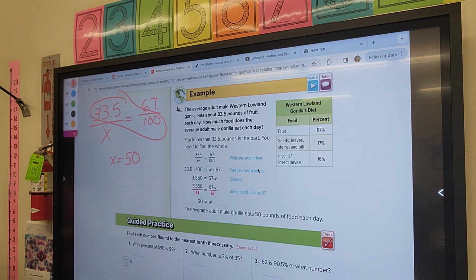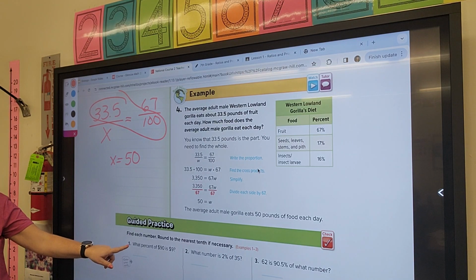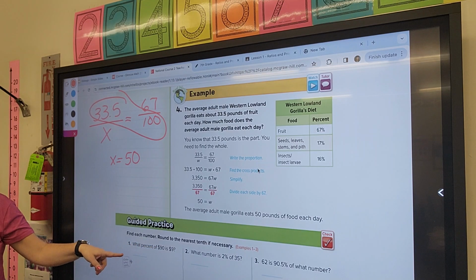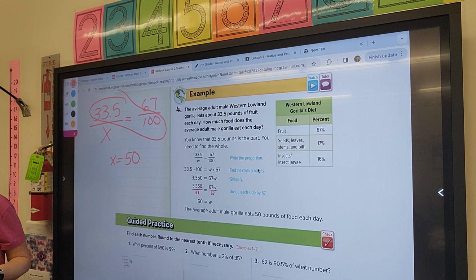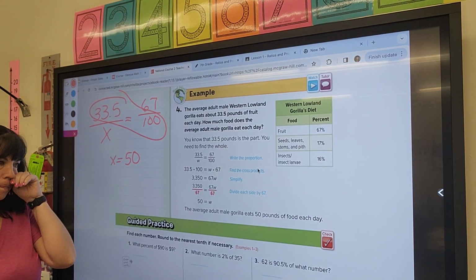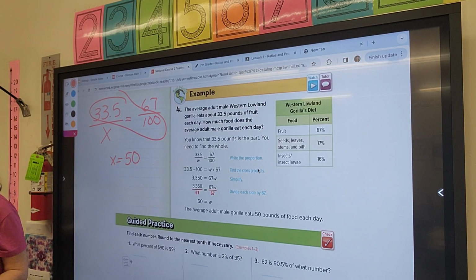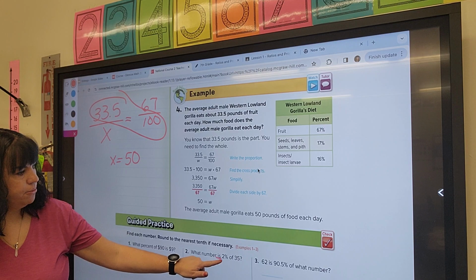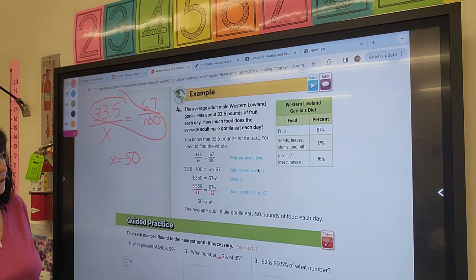So if you look, this is what your homework's gonna be. It's gonna say what percent of 90 is 9. The ones where they ask you for the percent are gonna be pretty easy to set up. The trickier ones are if you're trying to set up to solve for the whole or the part. Usually the word of is in there if you're looking for the whole. So what number is 2% of 35? That one you're looking for the part.